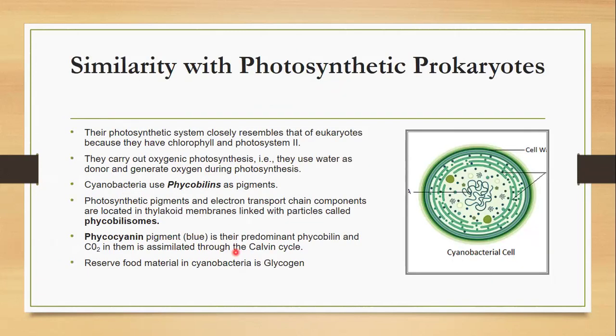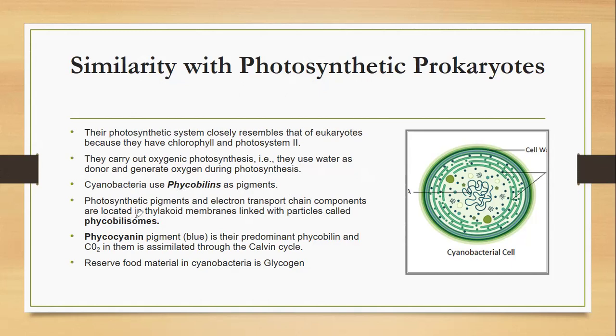The similarity of cyanobacteria with photosynthetic prokaryotes: the photosynthetic system of cyanobacteria closely resembles that of the eukaryotes, because they have chlorophyll as well as photosystems. They carry out oxygenic photosynthesis, that is, they use water as the donor and generate oxygen during photosynthesis. The cyanobacteria use phycobilins as pigments.